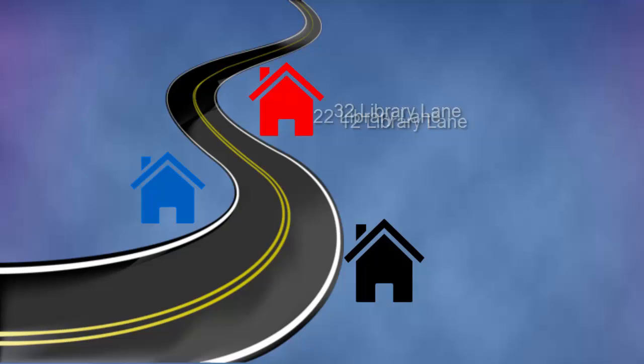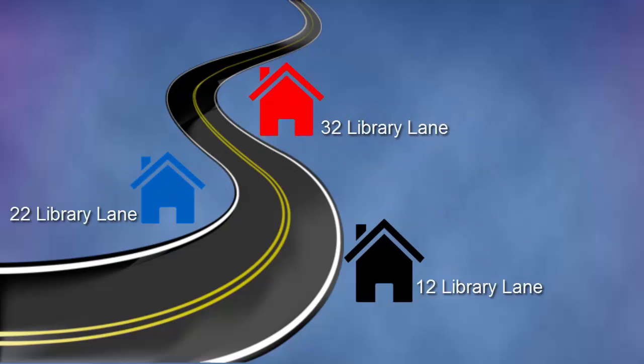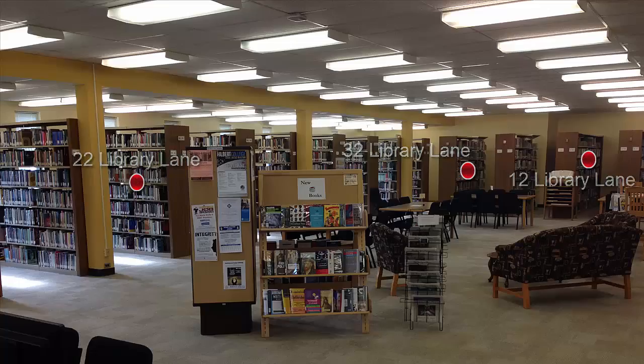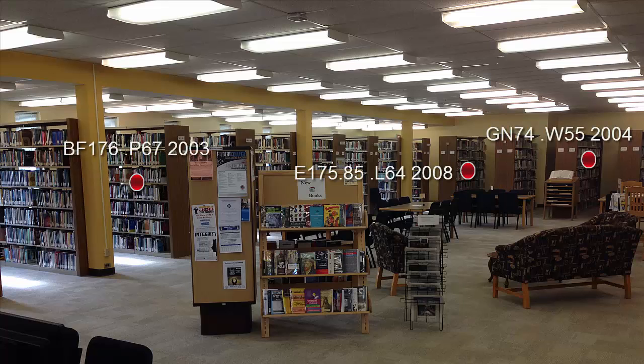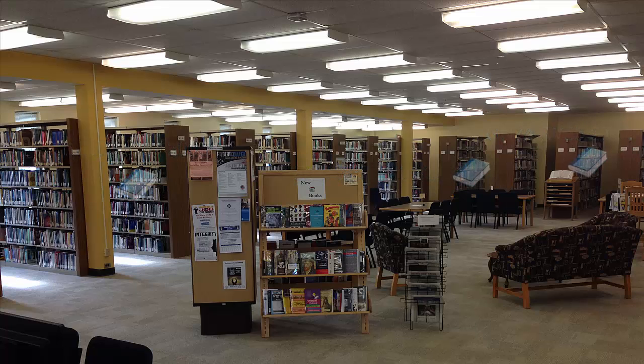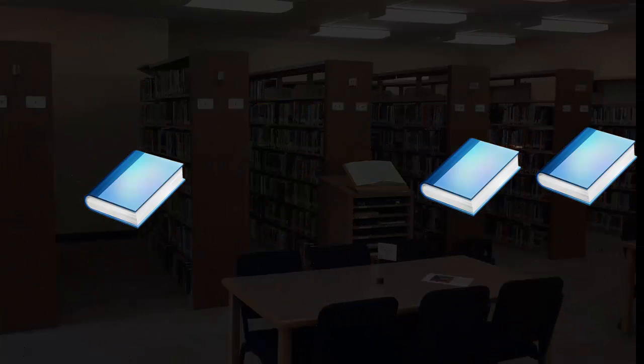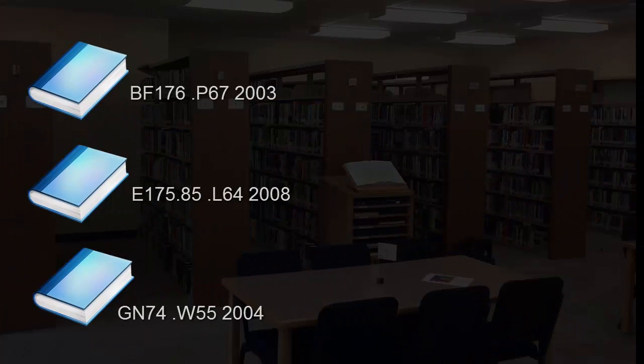But instead of houses having addresses based on location, each book has a call number that is based on subject material. And because each call number is comprised of letters and numbers, we can shelve books according to those letters and numbers alphabetically and numerically. And we can keep them in an order that'll make them easy to find.